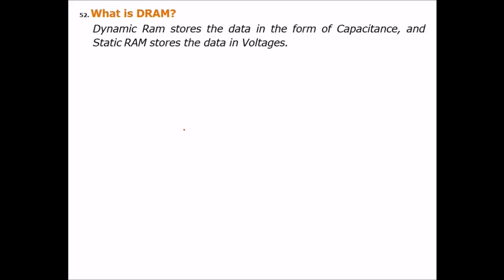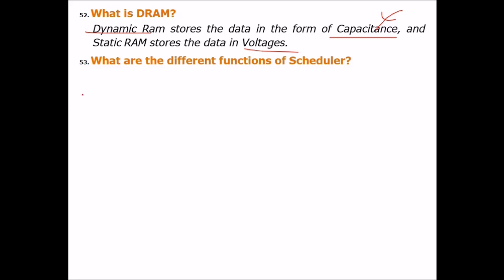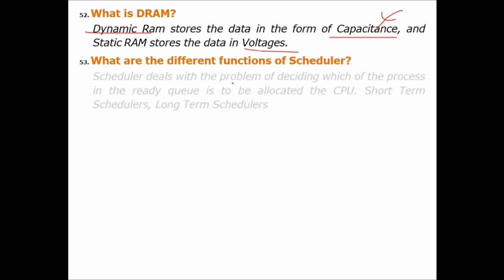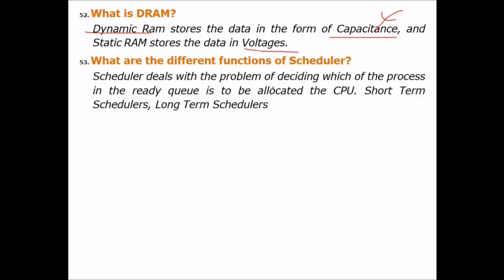What is DRAM? DRAM is dynamic RAM. DRAM stores the data in the form of capacitance, and static RAM stores the data in voltages. DRAM in capacitance and SRAM in voltages. That is why there is some leakage, and you have to always recharge it. What are the different functions of a scheduler? The scheduler deals with the problem of deciding which of the processes in the ready queue is to be allocated to the CPU. Short-term schedulers and long-term schedulers are there.